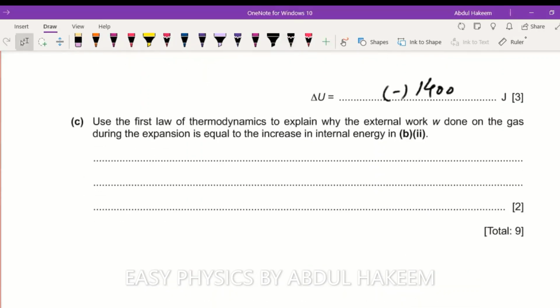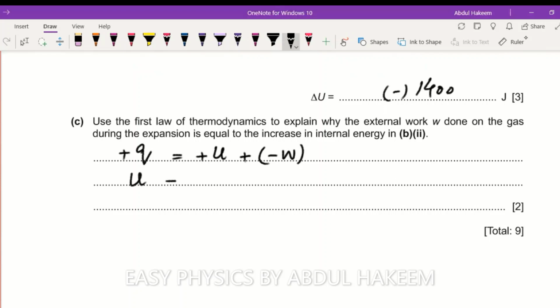Next, use the first law of thermodynamics to explain why the external work W on the gas during the expansion is equal to the increase. Look, according to the first law, plus Q is equal to plus W minus work.